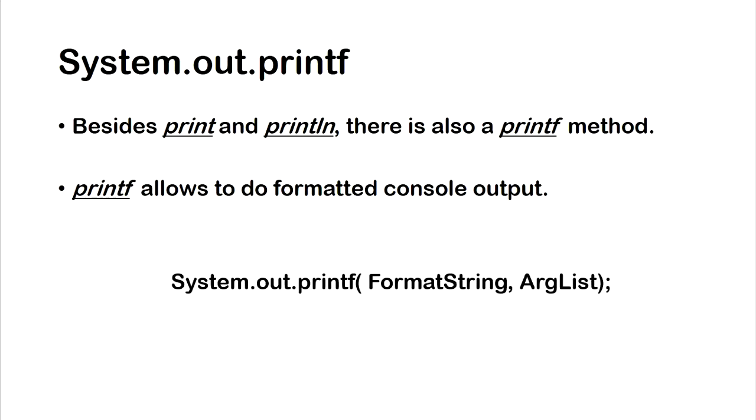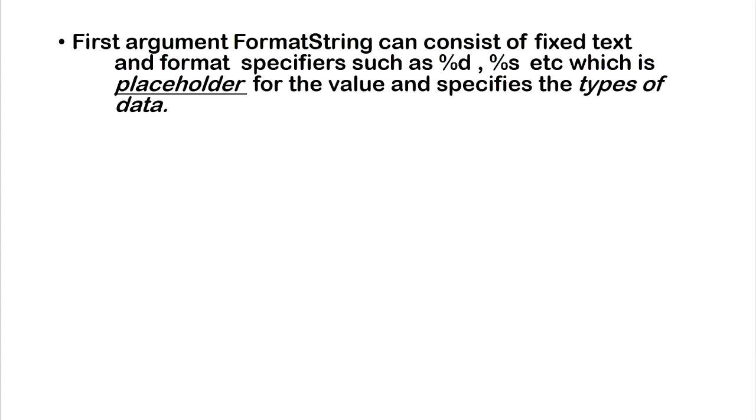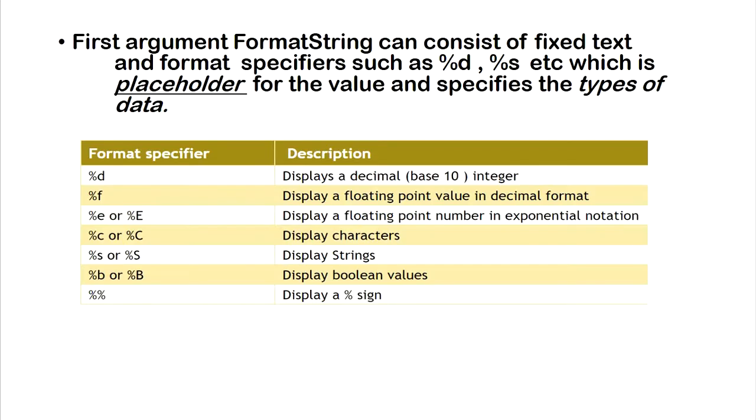We can use the printf method by System.out.printf. Inside this round bracket we have two arguments. The first argument is the format string and the second argument is the arglist. Our first argument, the format string, can consist of fixed text and format specifiers such as %d, %s, %e, etc. It is also the placeholder for the value and specifies the type of data. Different format specifiers are listed in this table here with their descriptions.